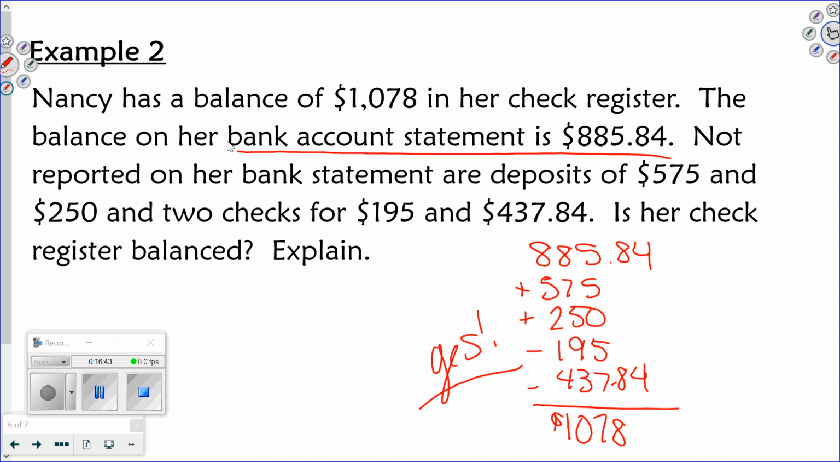Questions on what I'm doing as far as telling if it balances or not? Which one number do you always start with? The ending balance of the bank statement. Bank statement.